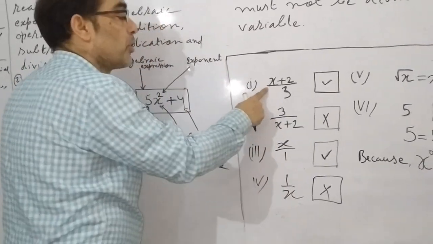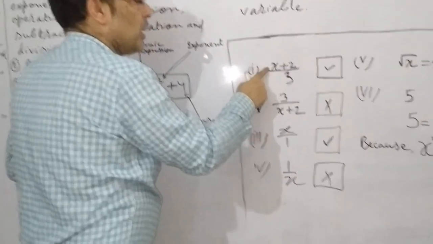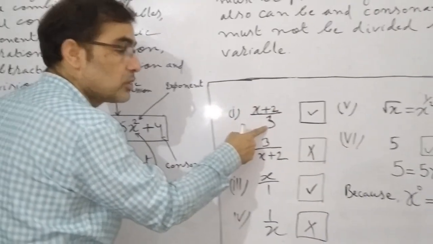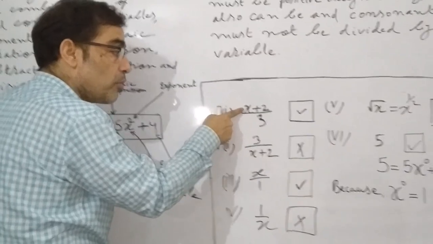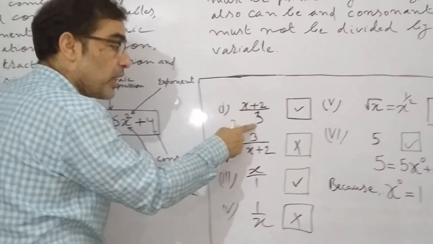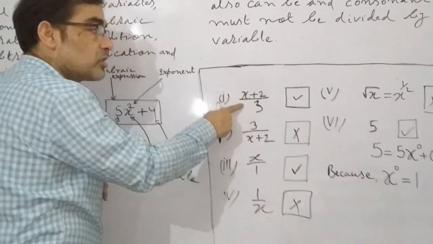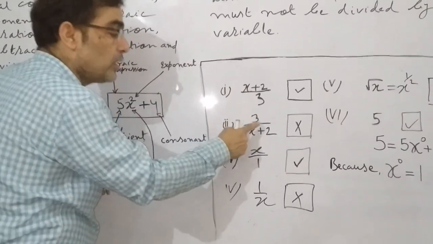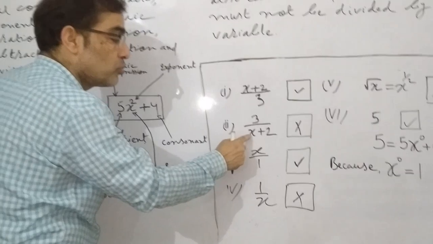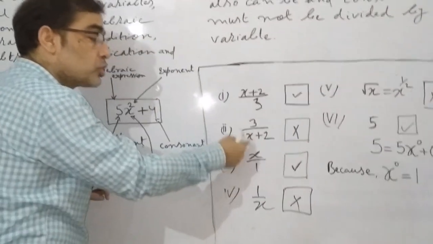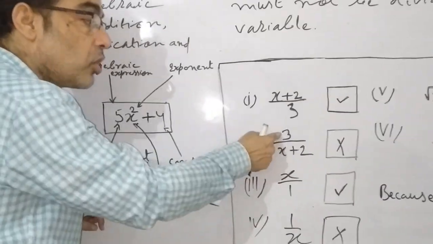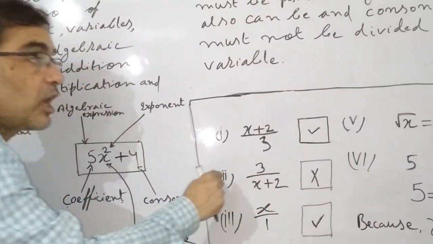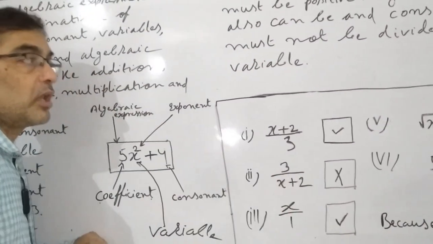Here is another example, x plus 2 by 3. Here x is the variable, 3 is the constant, and the variable is being divided by the constant. So it is an example of a polynomial. And in 3 by x plus 2, 3 is the constant, and x is the variable in x plus 2. Here the constant is being divided by the variable. So it is not an example of a polynomial.